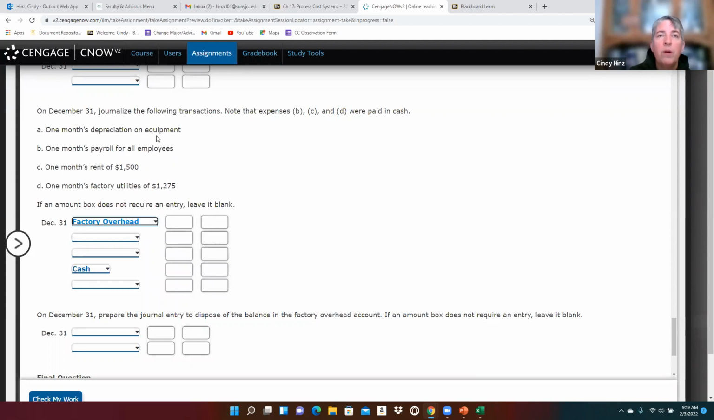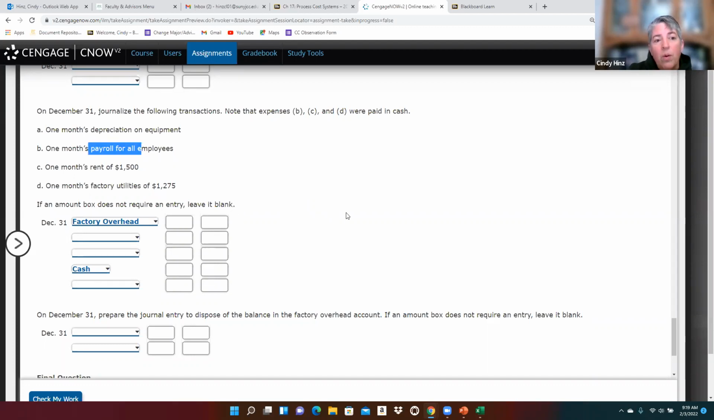Well, you know from what was given up above what's going to be included in that overhead. We've got the one month's depreciation. We have the factory utilities that we know is overhead. Remember, we talked about that supervisor being part of it: half of that salary is for overhead and half of that salary is for a period expense.